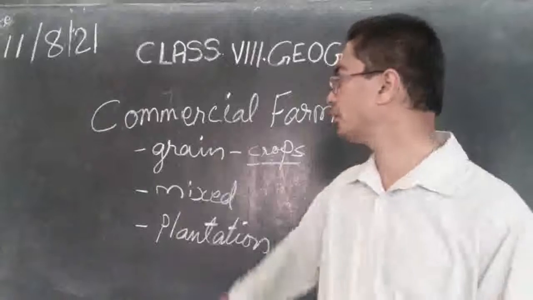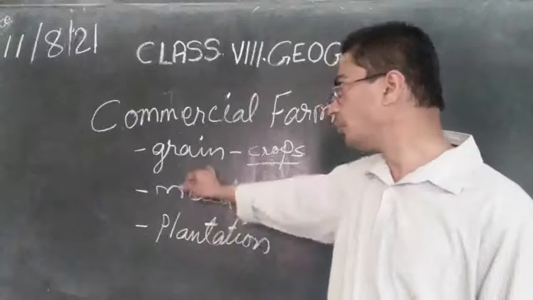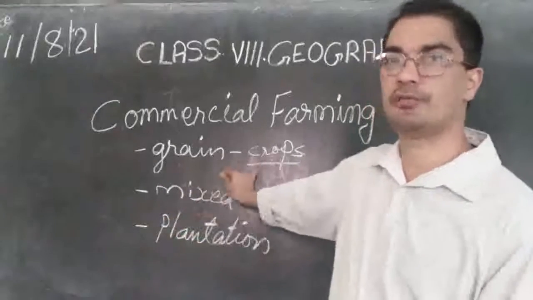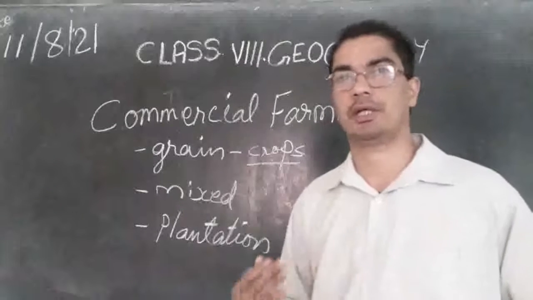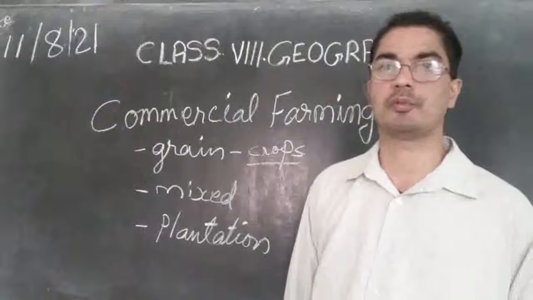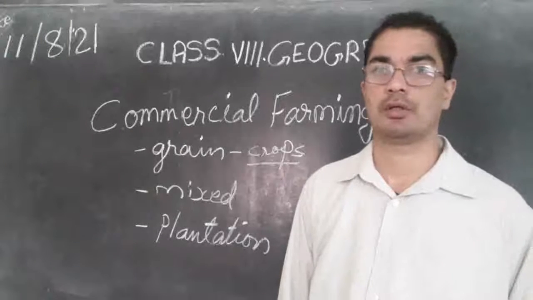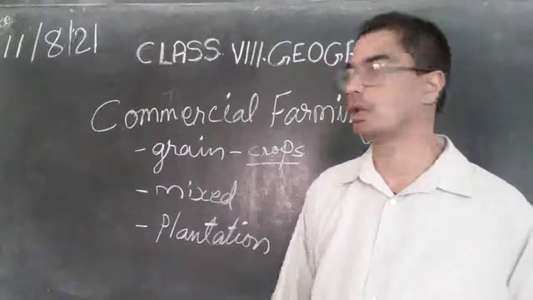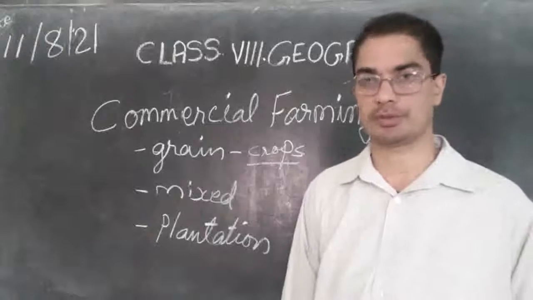So once again, let us remind ourselves about these three types of commercial farming. One is grain farming. So only crops will be farmed. Only crops will be taken care. Only crops will be planted there. So mostly they cultivate wheat and maize. These are the two major grain farming taking place for commercial purpose.